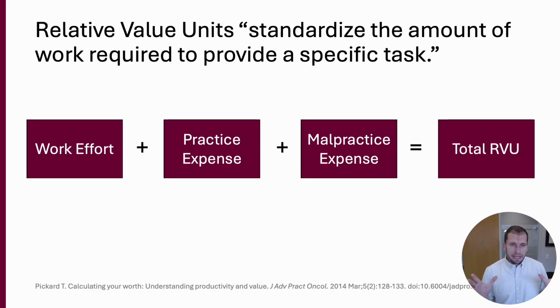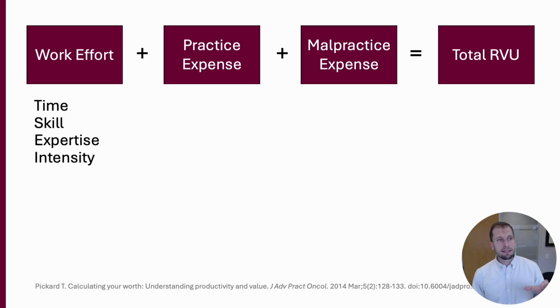And so they've basically broken tasks into 3 subcomponents, okay? So first is the work effort. And this considers the time, skill, expertise, and intensity of a particular activity. Okay, so some things are a lot easier. Normal child visits, yeah, they're a little time consuming, but they're not particularly hard usually. So not a whole lot going on there.